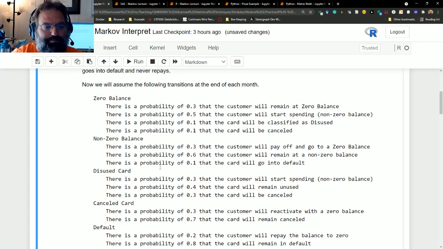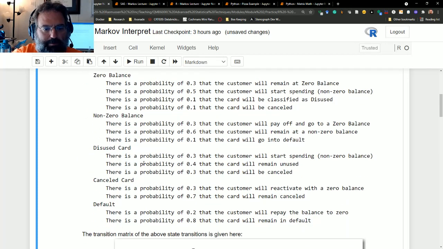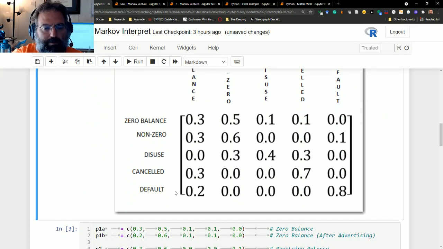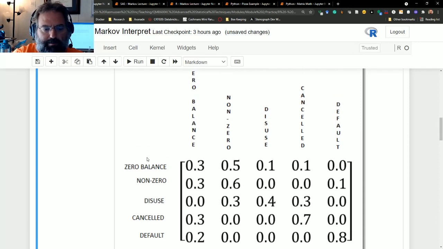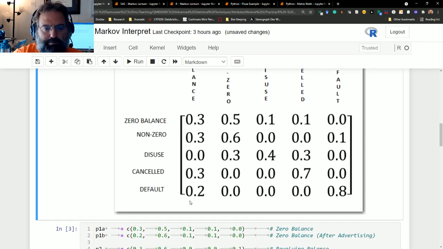But so they give you the matrix of what the probabilities are, and I should have done this one first because this is the one that we're tying together. It shows you from the state you're in to the state you're going to. So you go from a zero balance to a default, which should never happen. Non-zero, 10% chance. If you're in default, you're probably going to stay in default. But there is a 20% chance that you might come back out of it to having a balance.